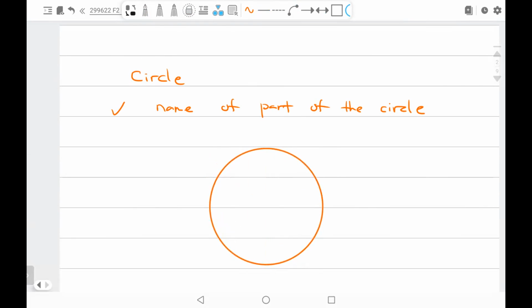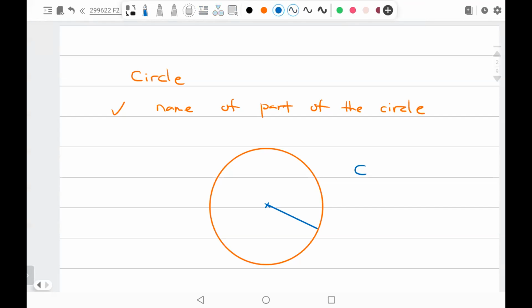If we look at the length only, this is known as the circumference, or we can call this the perimeter of the circle. Then if we have a dot in the middle, that is the center of the circle. If we join a line from the center touching the circumference, then it is the radius.